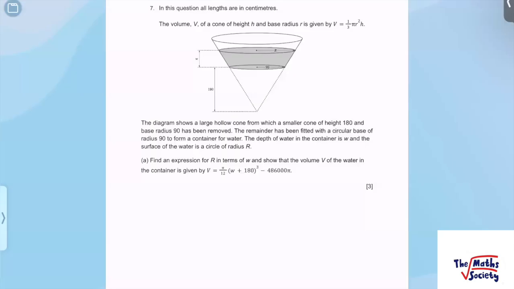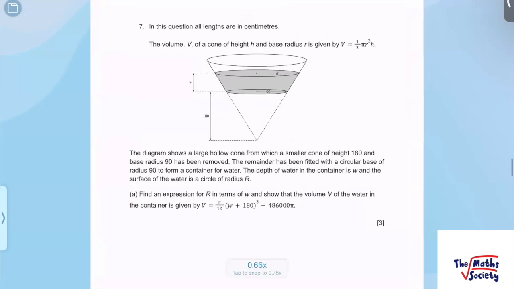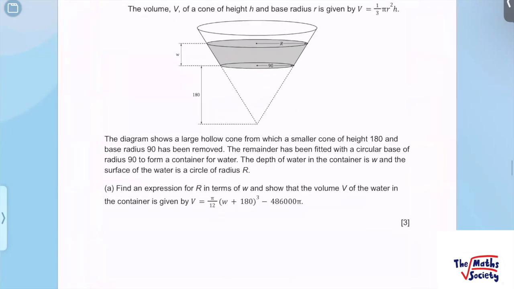Okay, so now moving on to question 7. It says that the volume V of a cone of height h and base radius r is given by V equals 1/3 pi r squared h. Then we see that the diagram has a large hollow cone from which a smaller cone of height 180 and base radius 90 has been removed, and the remainder has been fitted with a circular base of radius 90 to form a container for water. The depth of the water is W, and the surface of the water is a circle of radius R.